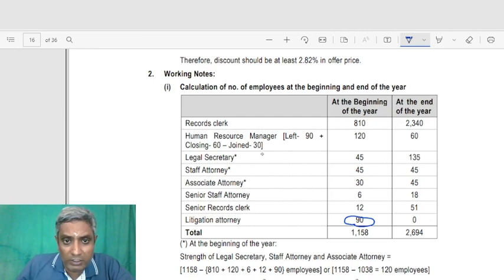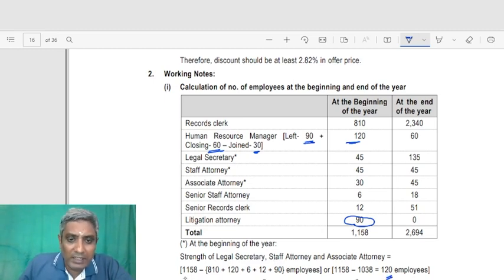Now you see human resource, because 3 data were there. So the number of employees left and the number of employees at the closing, added minus joined, will give you the number at the beginning. So this is reverse working. Very easy. Now what happens? They have found out these 3 elements which are star marked: legal, staff and attorney, in the ratio 3:3:2. How? Because the total employees left after these were 120 employees.